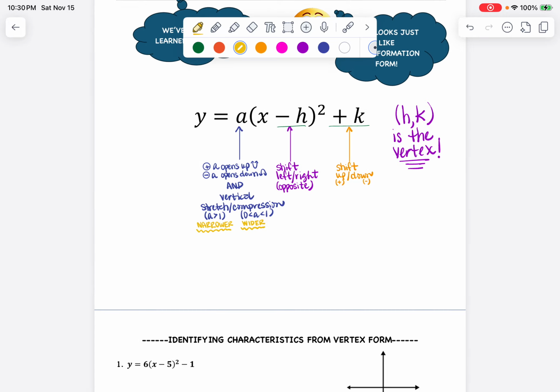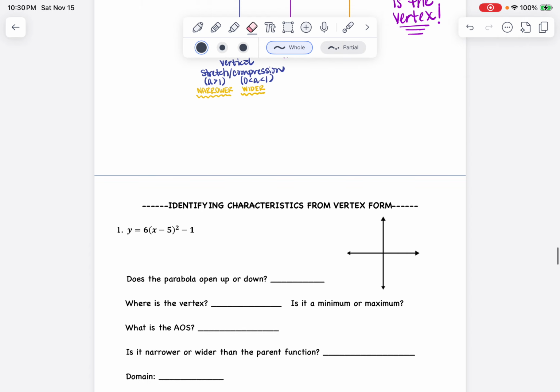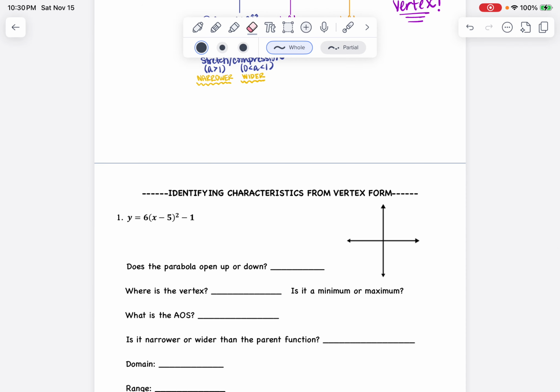All right, so now that we understand what the A, the H, and the K stand for, we should be able to answer questions, kind of like what we did on the very first day of the unit, which we did with standard form. We're going to do the same thing with vertex form. And you can, of course, use Desmos still. As long as it says Y equals, you can totally type this into Desmos too and go look at what's happening.